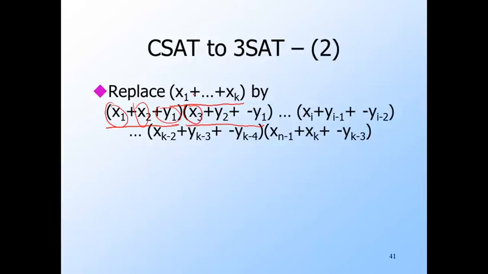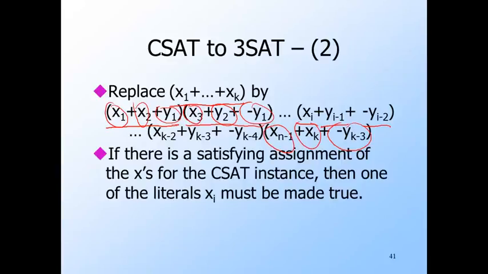The previous variable, y1, is negated, while the next variable, y2, is not negated. That pattern repeats. Each new clause has one of the original literals, a negated previous y, and an unnegated next y. Then finally, the last of the new clauses has the last 2 of the original literals and only the previous y negated.